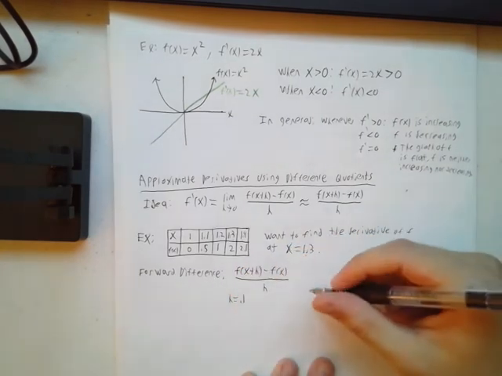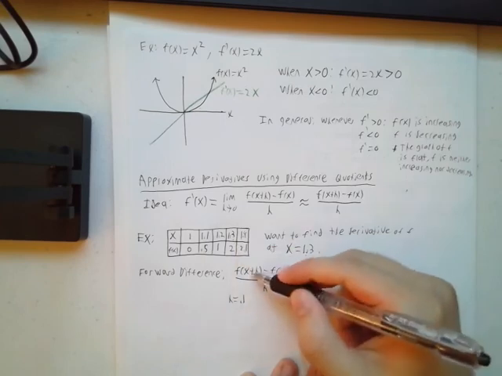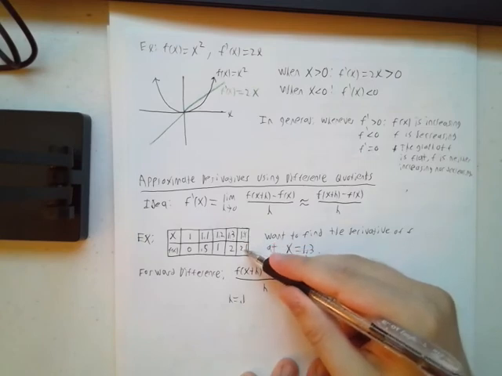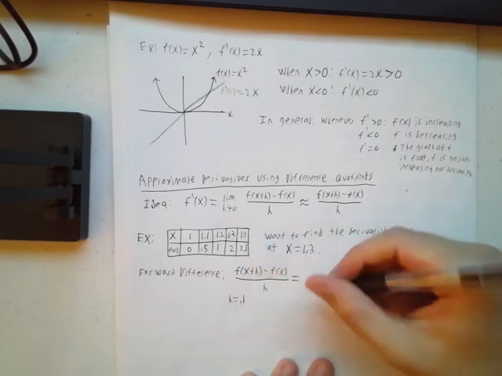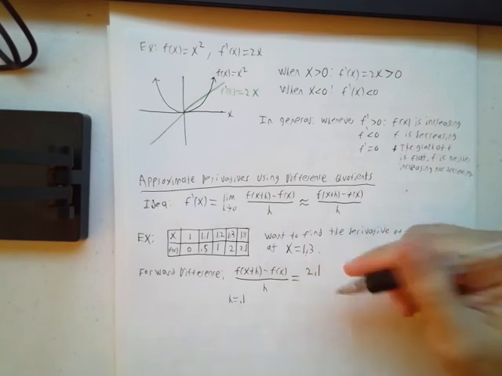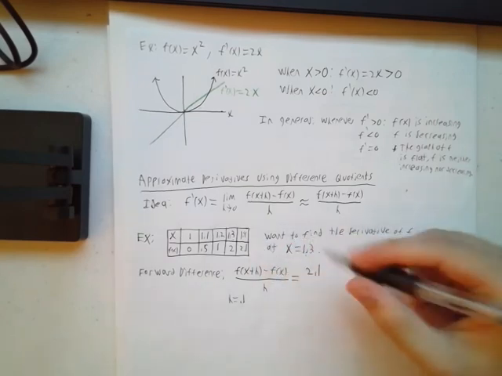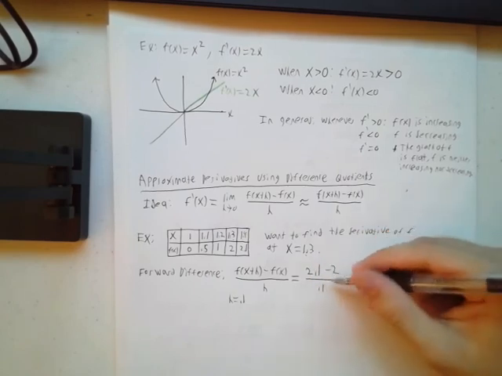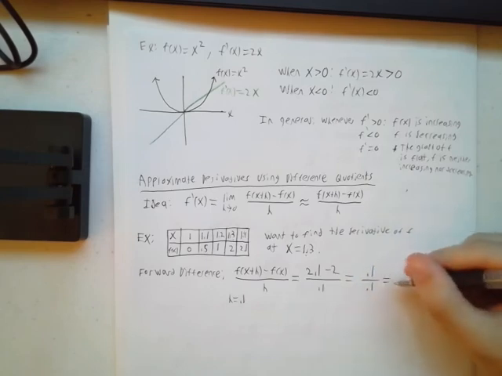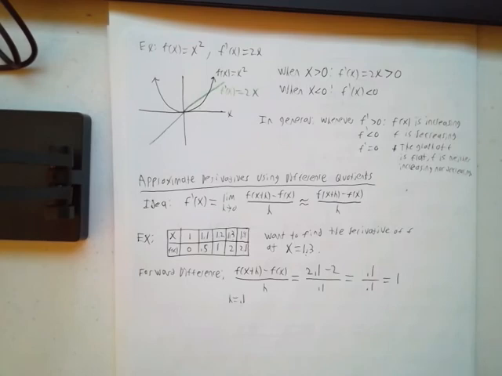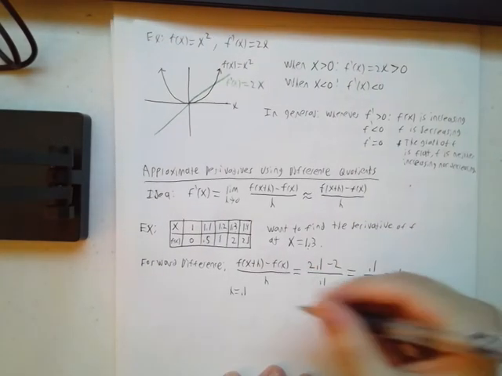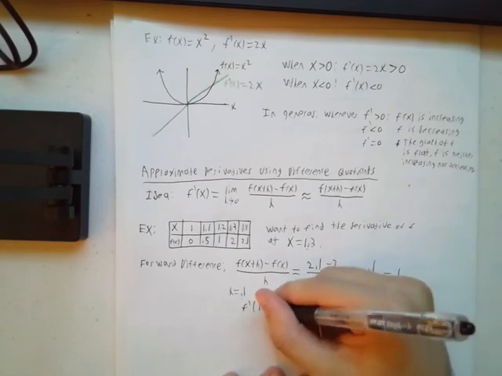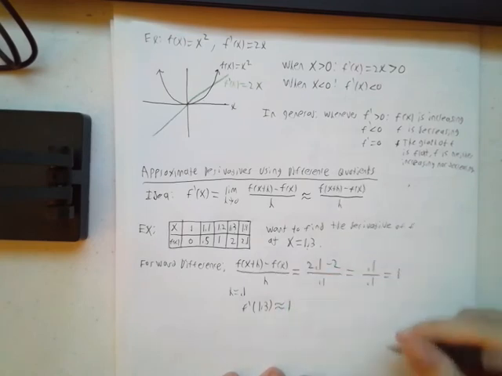So f of x plus h in that case would be f of 1.3 plus 0.1, which is this value here. So we have 2.1. Then f of x is just f of 1.3, so that gives us minus 2 divided by 0.1. This gives us 0.1 divided by 0.1, which equals 1. So we could say, based on this calculation, that f prime of 1.3 is approximately equal to 1. That's our best guess using this forward difference method.